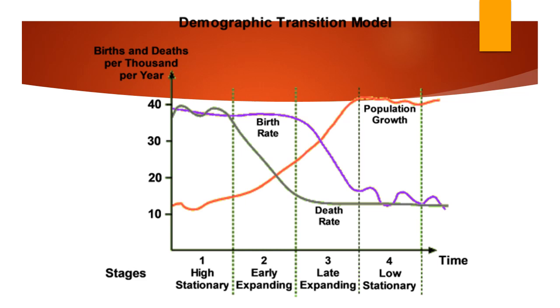Initially it was very high, and then slowly, because of technology, it has come down and again stabilized. And here we have an orange line, which is the population growth, in the midst of birth rate and death rate. Let us see everything stage by stage to understand this demographic transition model. It is a very popular model having 4 stages. Let us see each stage in detail.